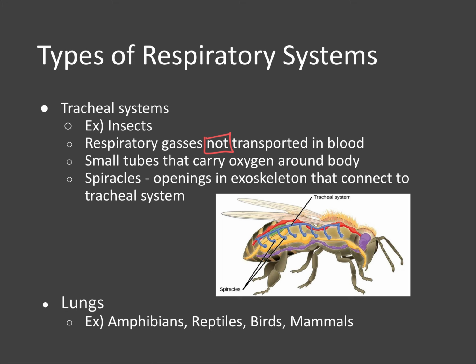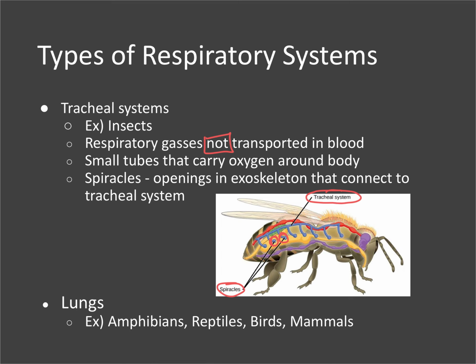So instead, they have these small tubes called trachea that carry oxygen around the body. And you can see it in the picture here. The tracheal system is this kind of blue tube-like system here. They have openings in their exoskeleton called spiracles. And those spiracles are where the gases enter and leave the body. And they connect to the tracheal system where those gases then get distributed around the body.